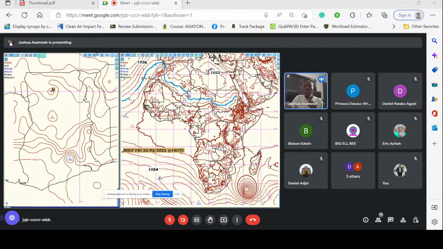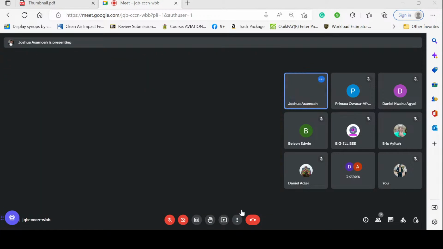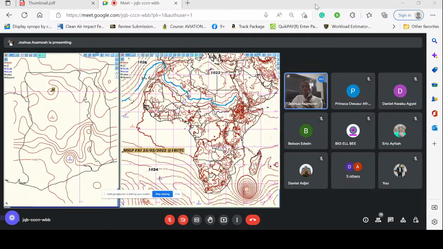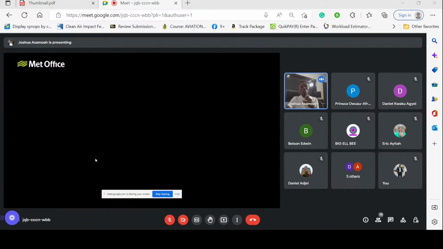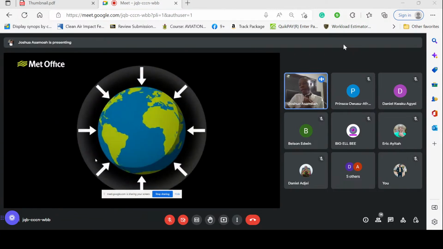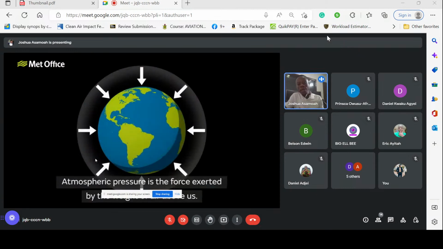So you don't just consider the values, you look at how they are increasing or decreasing with time, and then how they are increasing or decreasing with distance, that's areas around them as well. So in a nutshell, I just want us to look at this video and see how pressures affect weather conditions within the country.